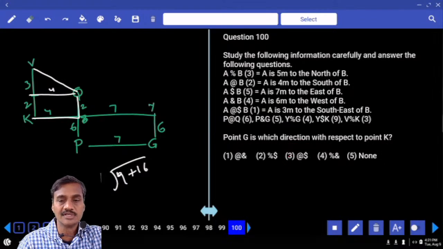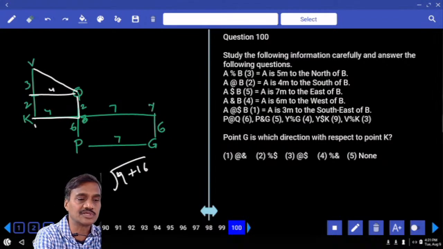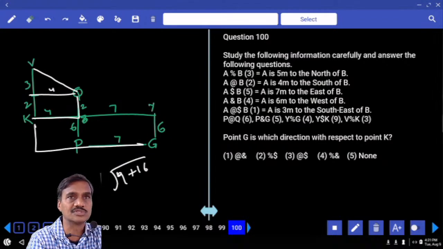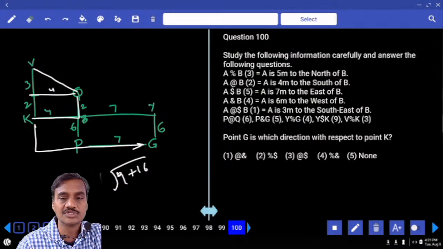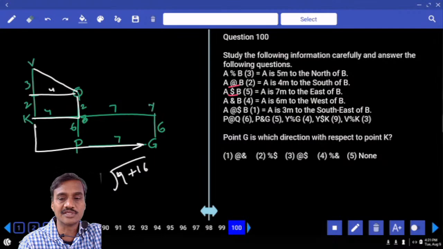Then 100. G is in which direction with respect to K? K, this is south and east, so southeast. And G is towards southeast. South stands for what? At the rate of, and east stands for dollar. At the rate of and dollar, that is choice 3, question number 100.